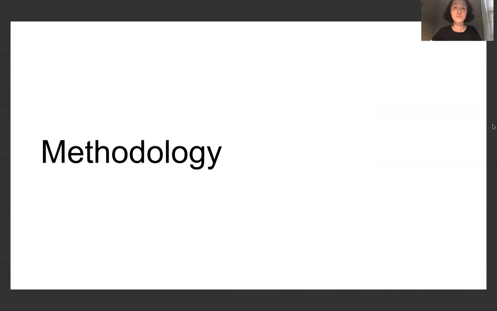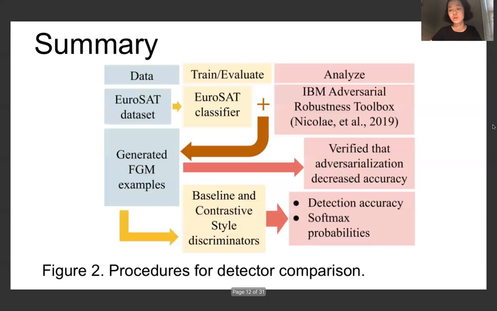Now that I've overviewed the motivation and angle of attack for my project, I'll be going into the methodology. My methodology can be divided into two portions. First, the generation of adversarial examples, and second, the classification of adversarial examples. In order to generate the adversarial examples, I took the Eurosat dataset, which is a dataset of satellite imagery, and I classified that dataset. That gives me the numerical responses necessary to craft the adversarial examples.